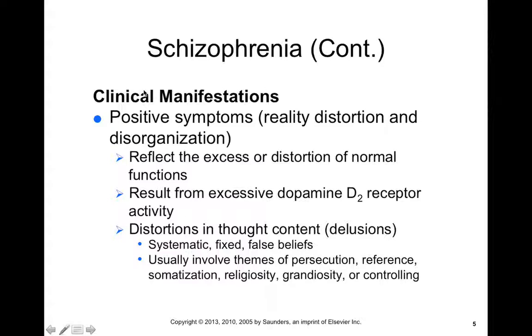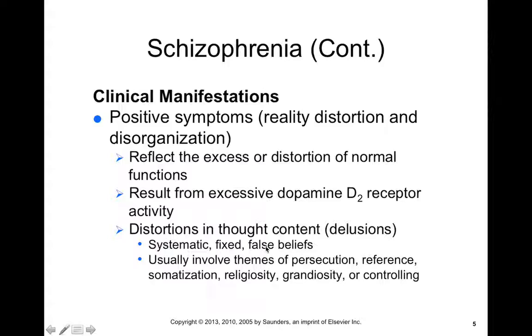Now, in terms of the clinical manifestations, we have positive and negative symptoms. The positive symptoms of schizophrenia include reality distortion and disorganization. The reason why they're called positive symptoms is they reflect excesses or distortion of normal function. Now, this comes from excessive dopamine D2 receptor activity. And what we find then are delusions, which are basically systematic, fixed, and false beliefs.